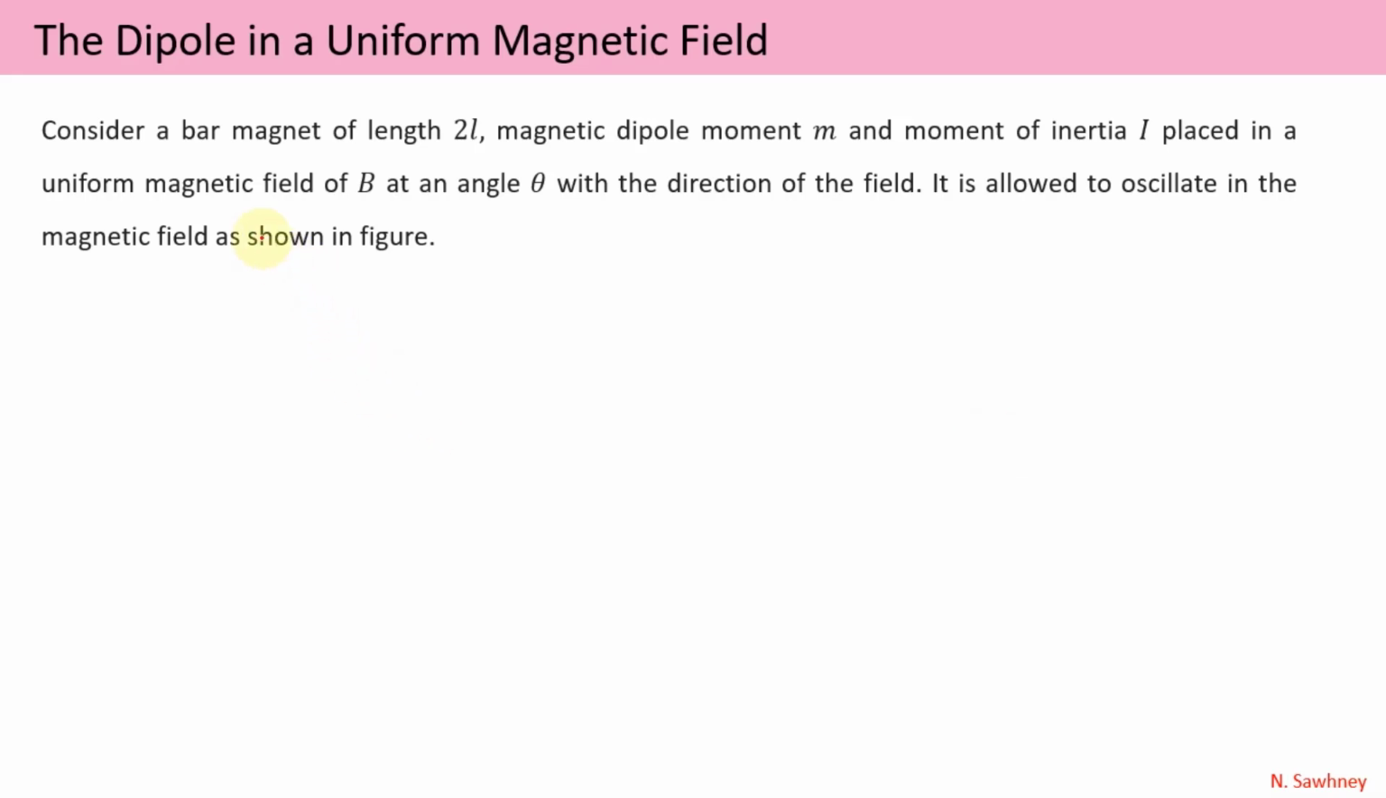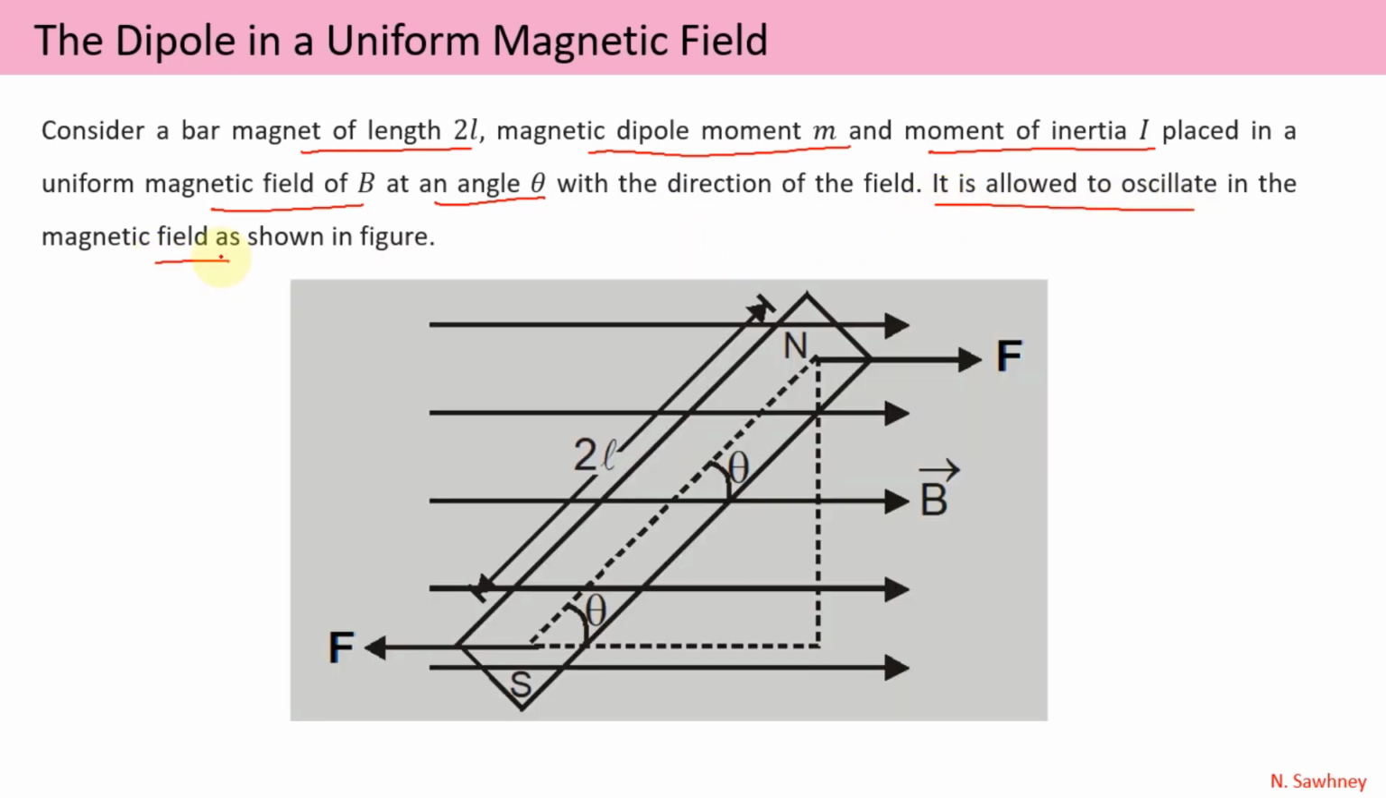For this we have considered a bar magnet of length 2L having magnetic dipole moment M, moment of inertia I, and it is placed in a uniform magnetic field B at an angle theta with the direction of the field, and it is allowed to oscillate in the magnetic field like this. See here, this is the bar magnet having length 2L. Force is exerted on the north as well as on the south pole, that I have just told you. Due to this force, a torque is developed. The deflecting torque on the dipole is MB sin theta.